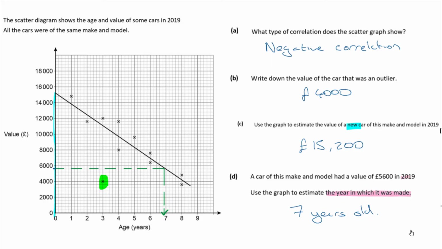So if it's 2019 now, and we're thinking it's a 7-year-old car, then year of manufacture, or year of make, is going to be 2019 minus that 7 years, isn't it? It's going to be 2012. So I think it must have been made in 2012 in order for it to be about that price now.